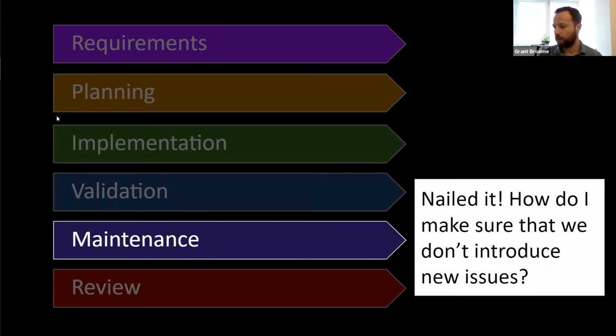Maintenance. How do I make sure that we don't introduce new issues? You have to think about this. You have to have a maintenance plan, so that when you're making new changes, when you're making improvements to the interface, which happens to all applications, you're making sure that you build accessibility into that.